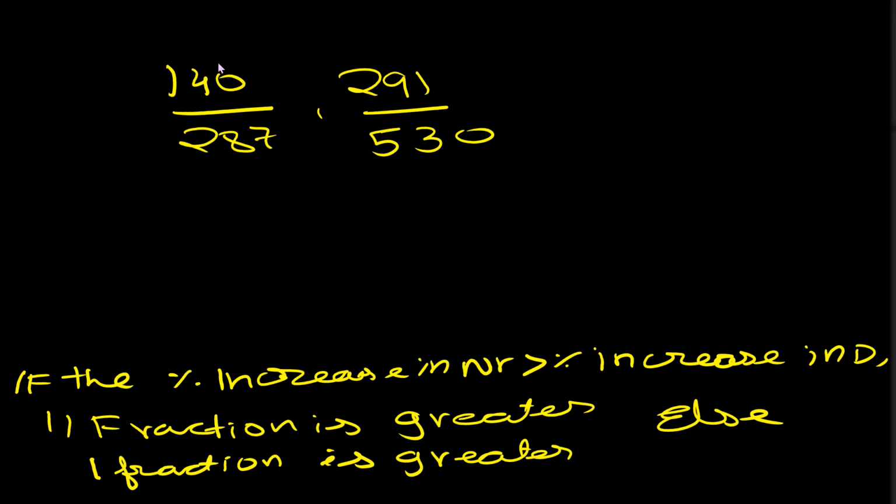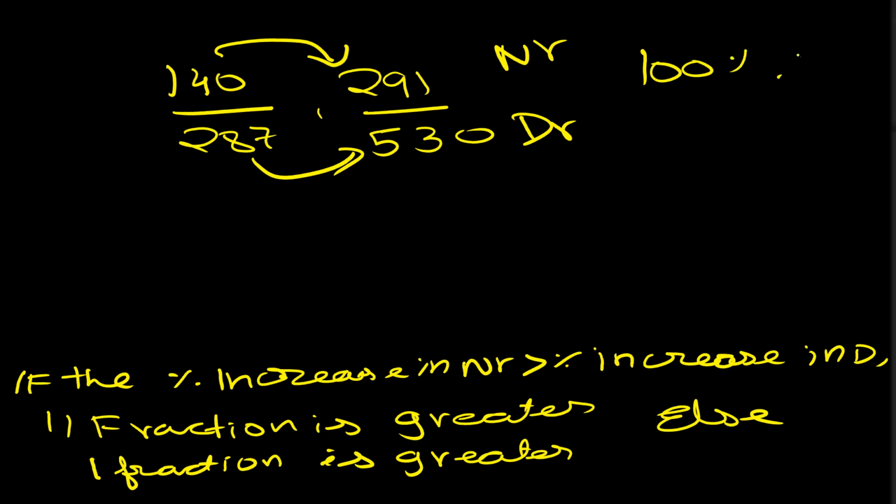Okay. So now guys, first thing I'm going to compare the numerators and denominators. When I'm comparing these, I'm going to find a percentage: how much percentage this numerator is increasing or how much percentage this denominator is increasing. That is what I'm going to find out. So now see here, I'm going to see the percentage increase or decrease, the change in percentage value. That's it.